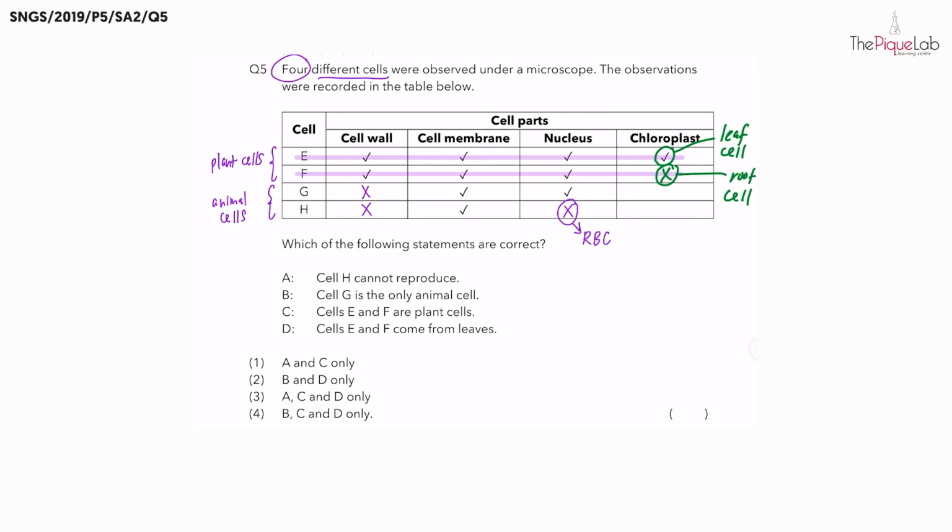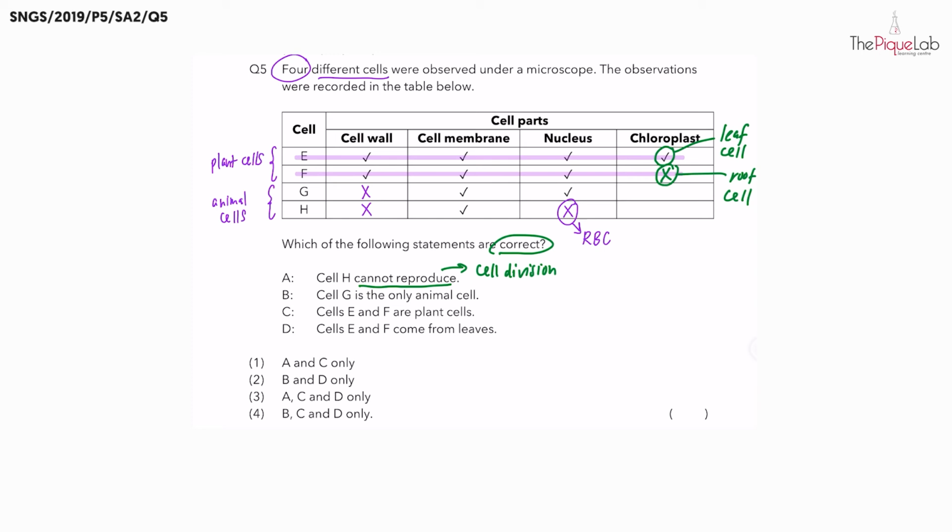Now that we've analyzed the 4 cell parts, let's take a look at the statements. Remember, we are looking for statements which are correct. Statement A, cell H cannot reproduce. What is the name of the process of cell reproduction? Cell reproduction is cell division.